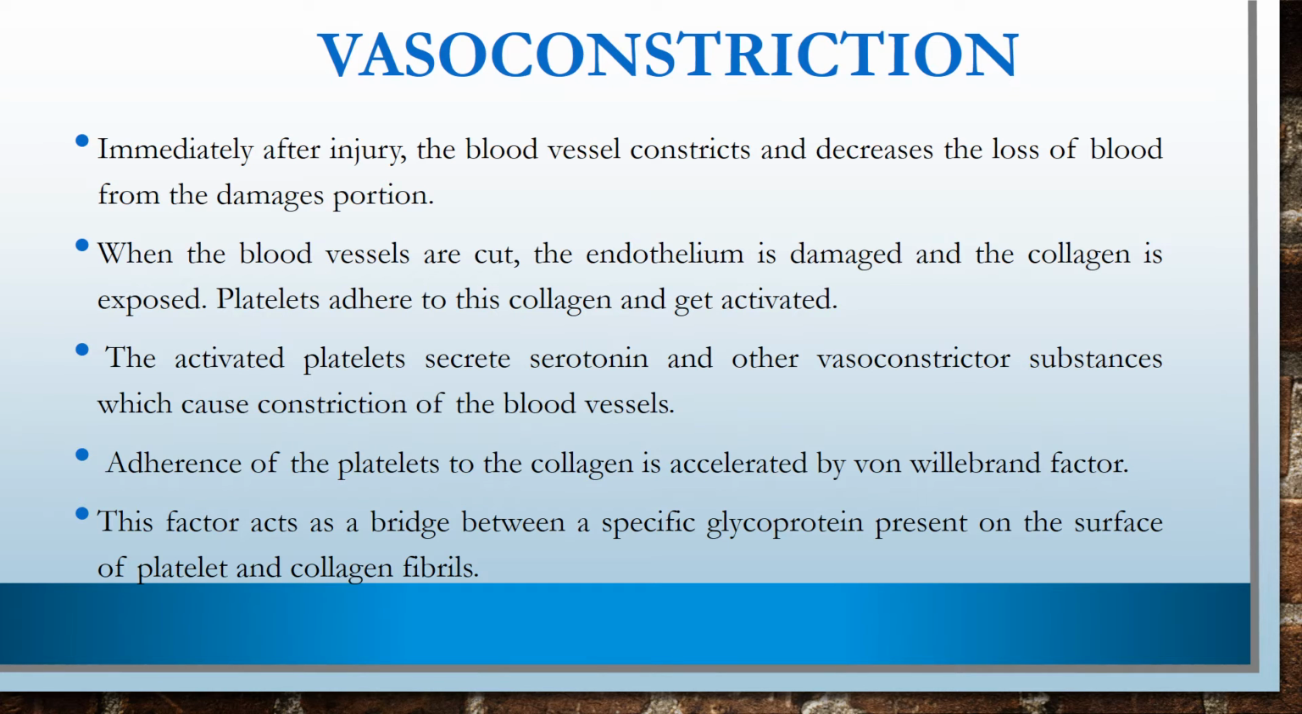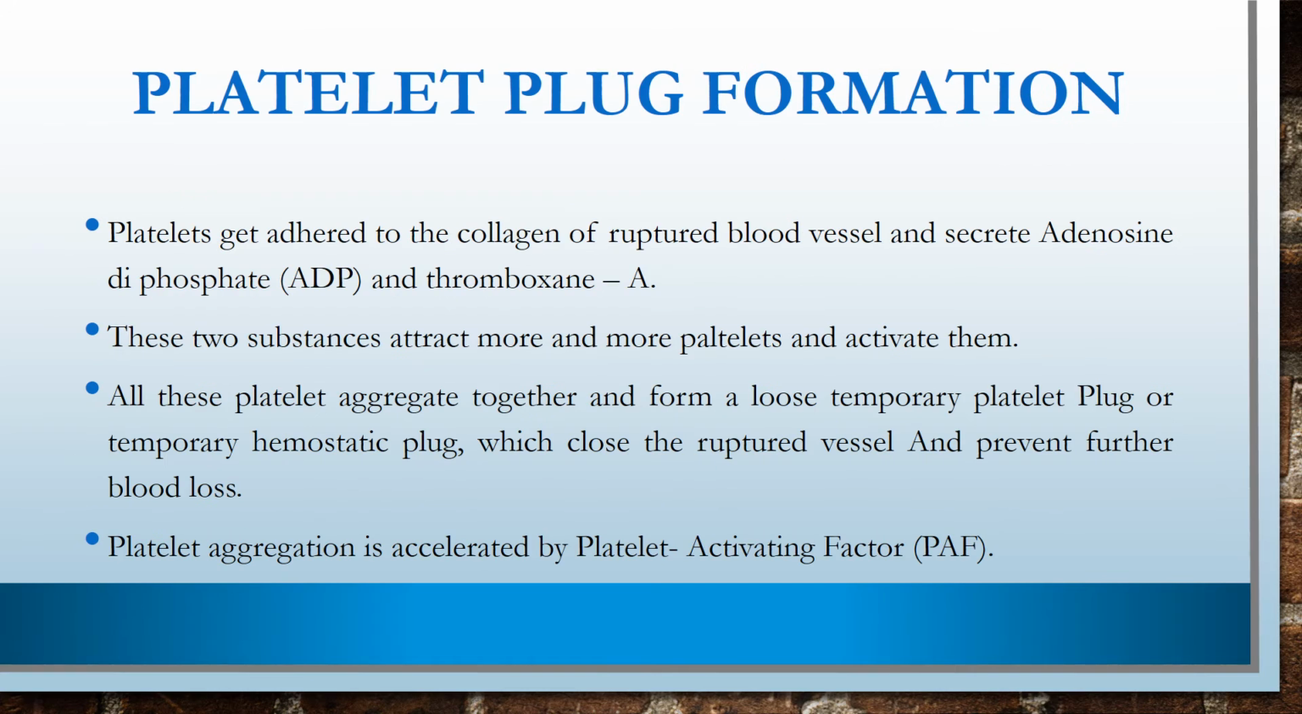How does this happen? When the blood vessels are cut, the endothelium gets damaged and the collagen gets exposed, and the platelets get adhered to this collagen, and after the adherence the platelets get activated, and the platelets secrete serotonin and other vasoconstrictor substances, which cause the constriction of the blood vessel. So this is the first step of hemostasis.